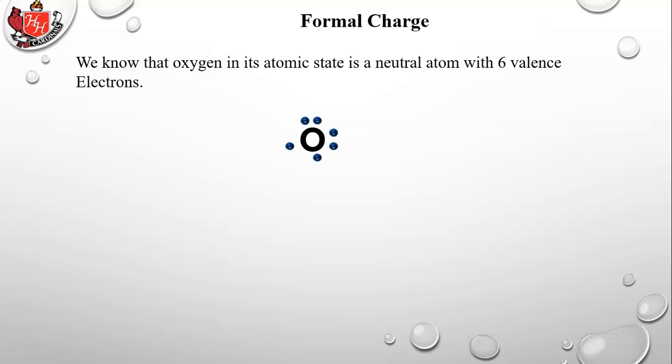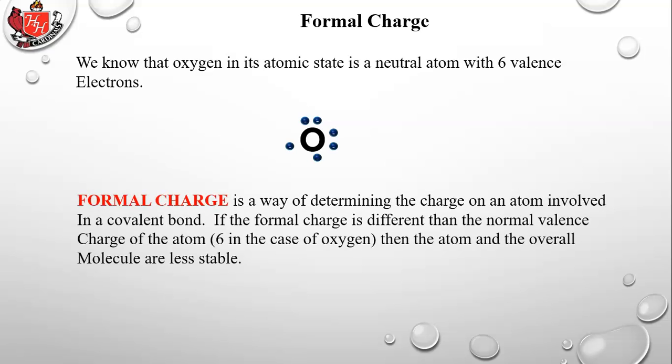So we know that oxygen in its atomic state is a neutral atom with 6 valence electrons. Formal charge is a way of determining the charge on an atom involved in a covalent bond. If the formal charge is different than the normal valence charge of the atom, in this case 6 in the case of oxygen, then the atom and the overall molecule are less stable. Nature prefers the most stable configuration of a molecule.